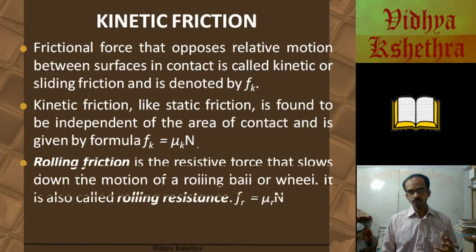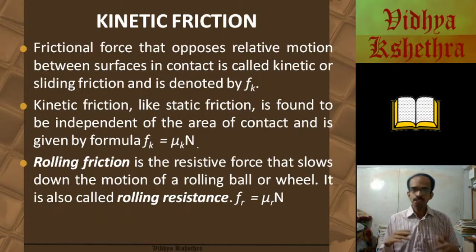Now, there is another friction which is much lesser than the kinetic friction and the static friction, which is the rolling friction. It is a resistive force that slows down the motion of a rolling ball or wheel. It is also called rolling resistance. And it is given by Fr is equal to mu r into N. Since rolling friction is the least, the wheel is made circular.